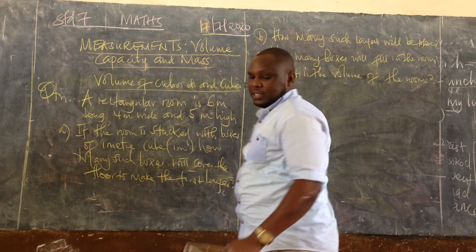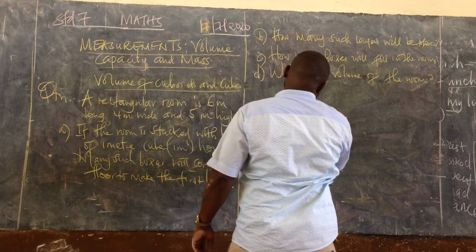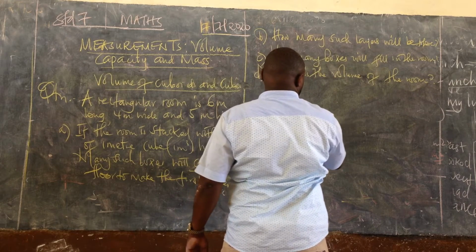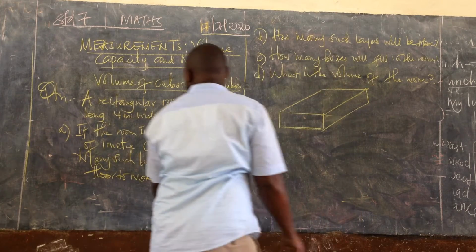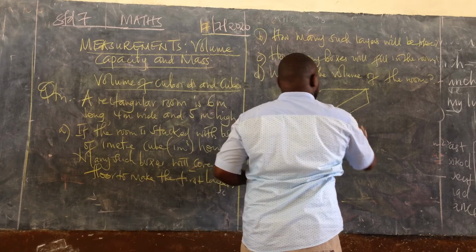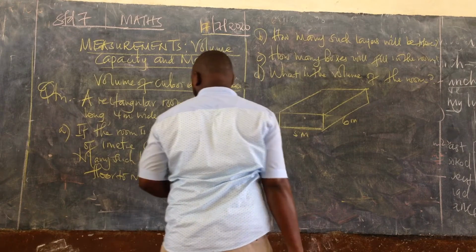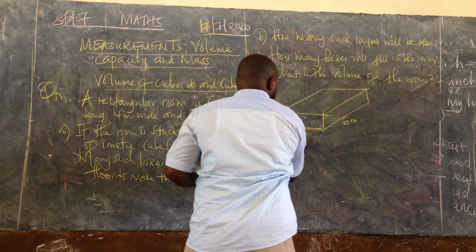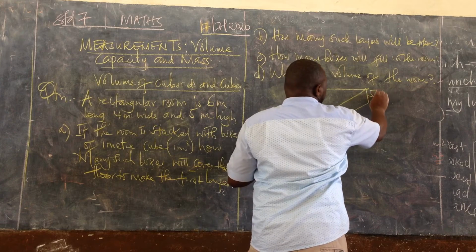Now, for us to be able to calculate this question well, we need to draw that room. So we are told the room looks like this. It's a rectangular room. We are told that it's 6 meters long. So on the longer side is 6 meters, and it's 4 meters wide and 5 meters high.